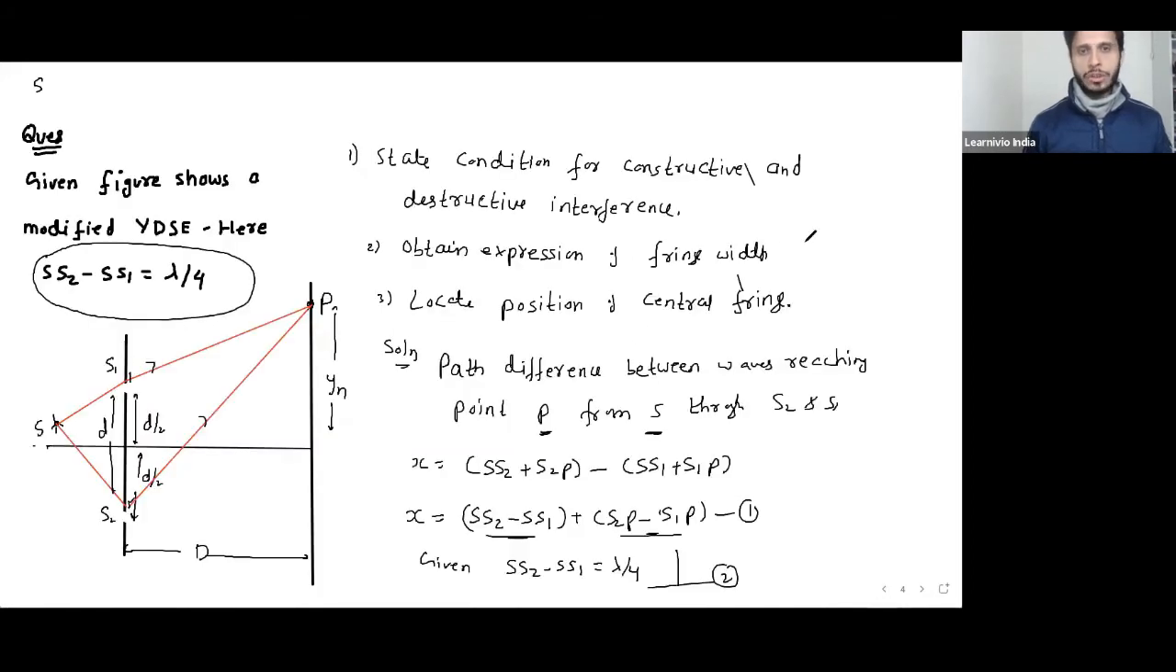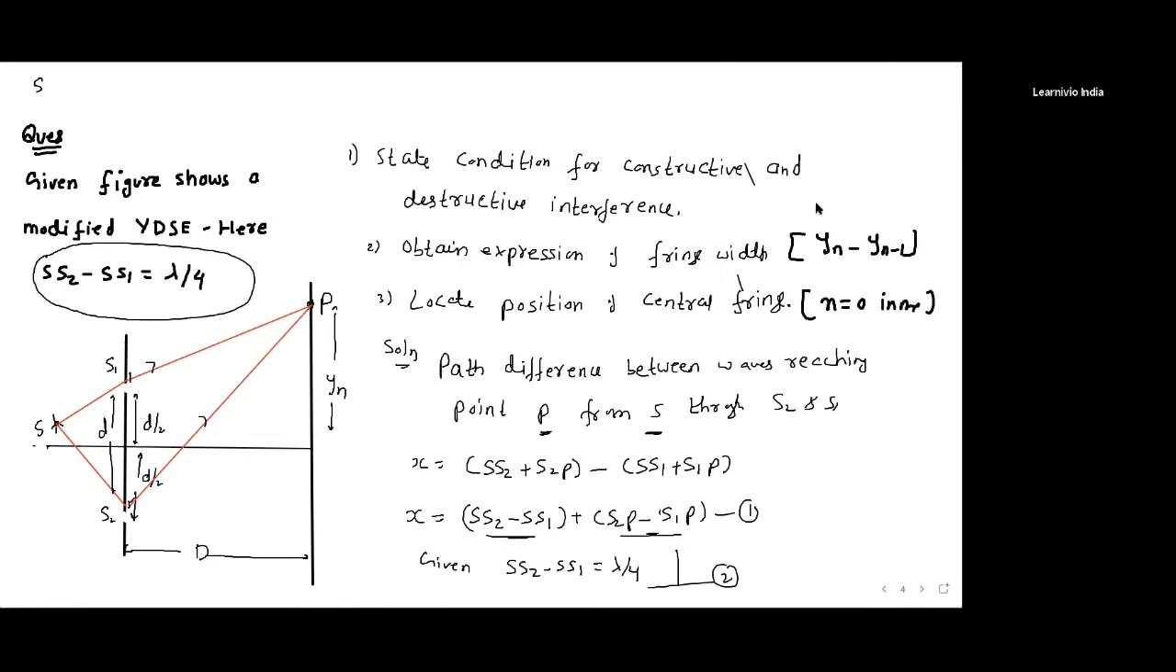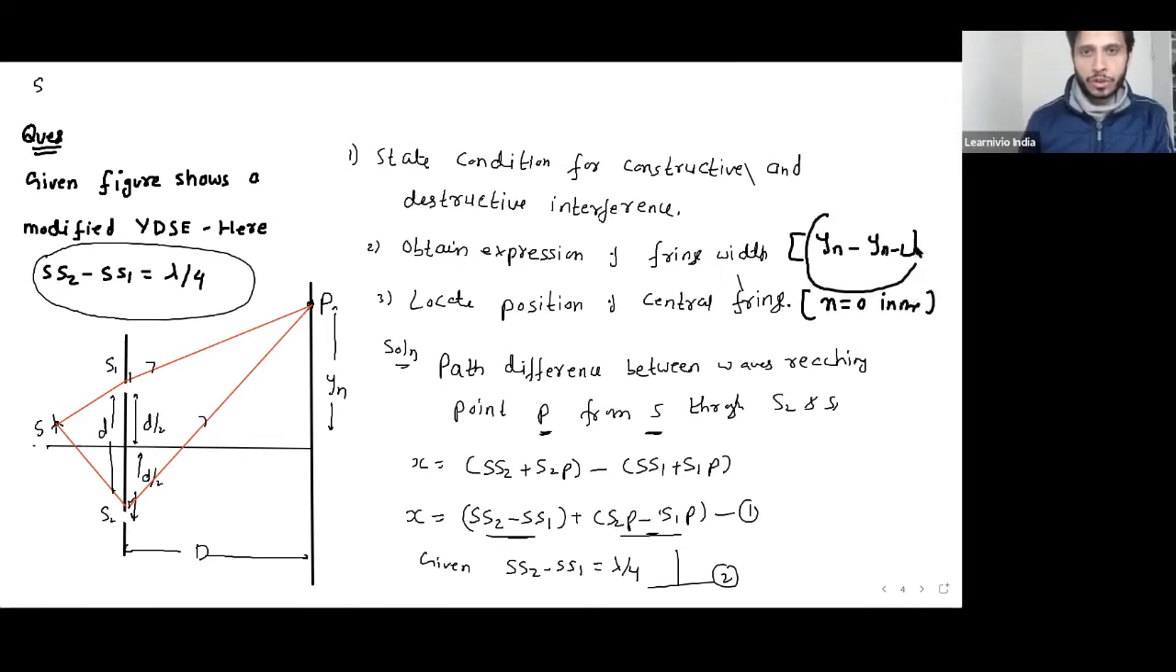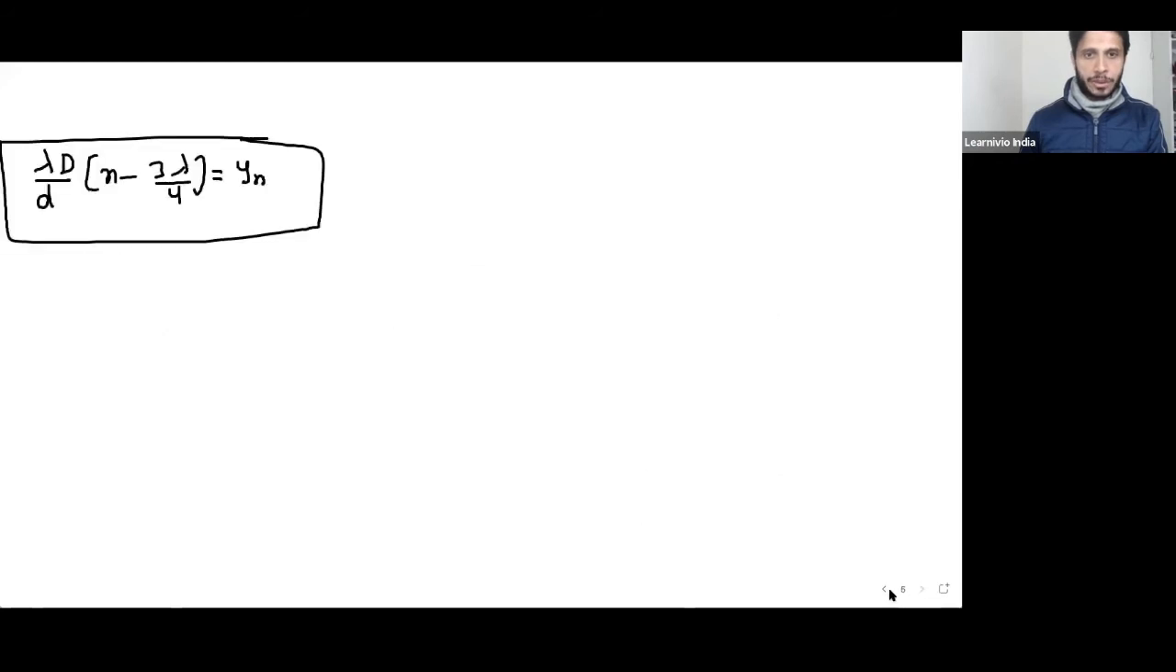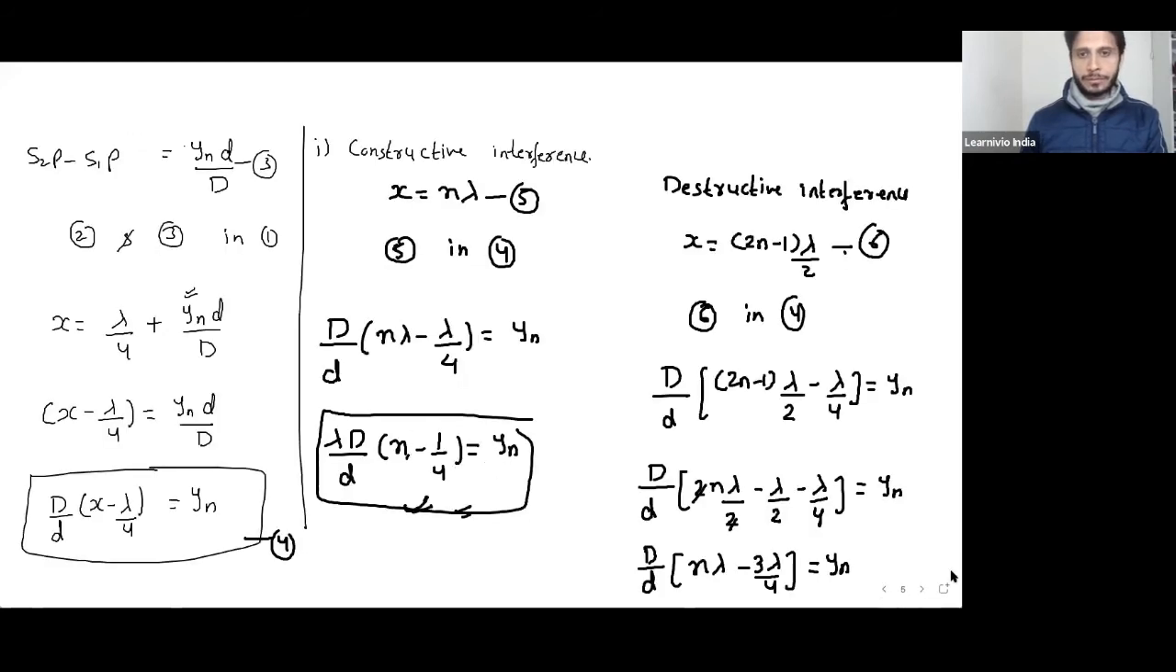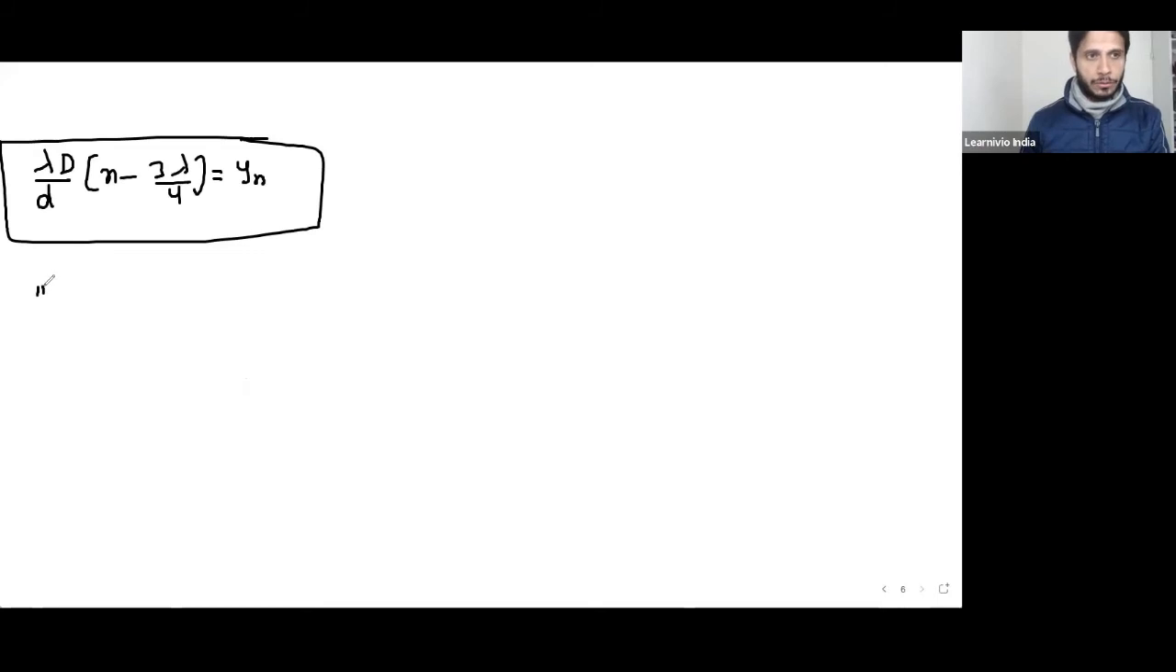Okay, now this you will solve. For fringe width, just subtract the separation of nth and n minus 1th fringe. You can take any fringe, bright or dark, and you will get the fringe width. And for central maximum, put n equal to 0 in the condition of maxima. See, for the fringe width, you just have to subtract the separation of nth fringe and n minus 1th fringe. So this is the expression of nth bright fringe, right? So this is part 2.